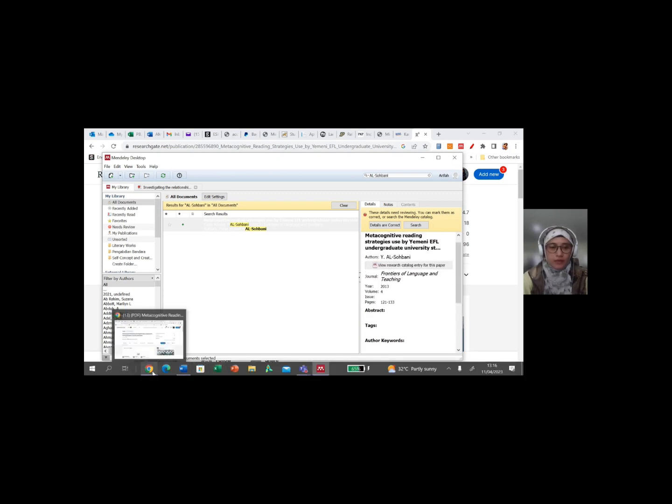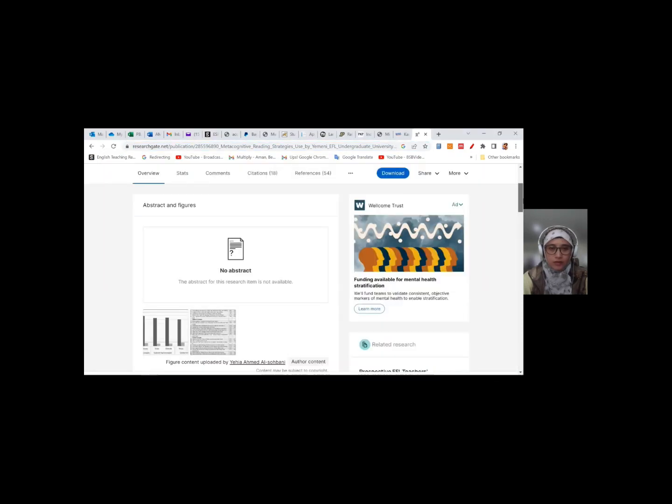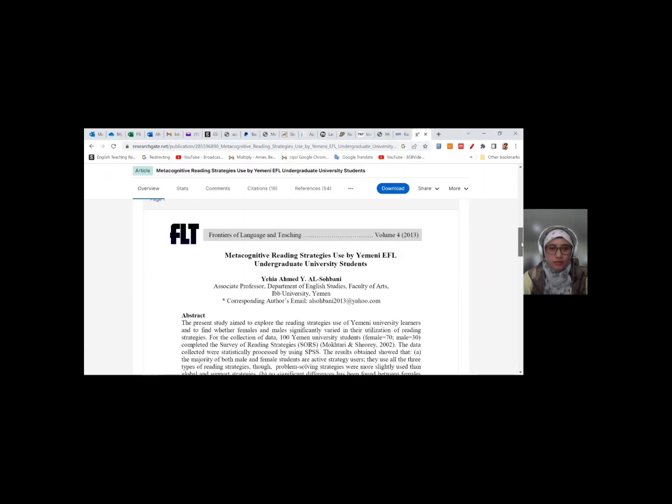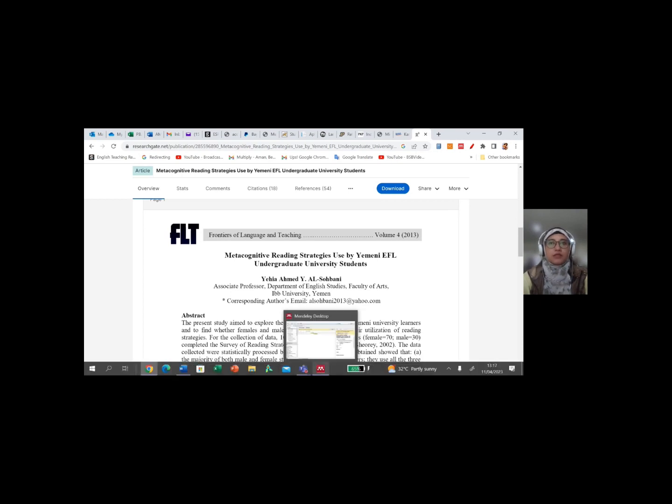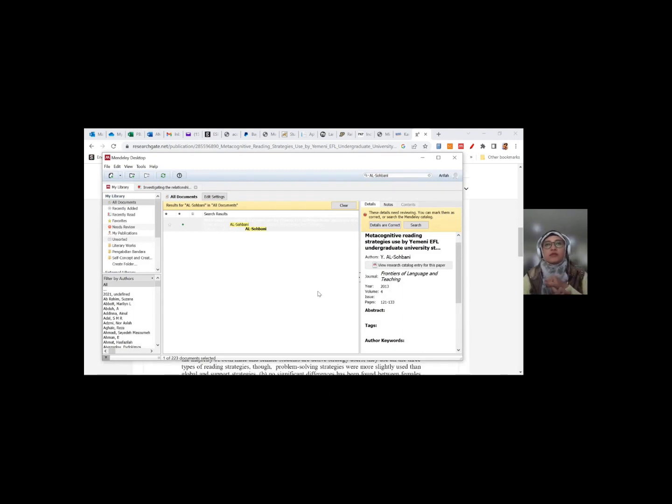Let's see if this article has issue. Volume 4, 2000. Okay, so this is one of these journals that doesn't have issue. What does it mean? It just means that the journal only publishes once a year. The way they write issue is that if a journal is publishing twice a year, there will be issue 1 and issue 2. If a journal is published 4 times in a year, there will be issue 1, 2, 3, and 4. So this journal doesn't have issue, which is okay.